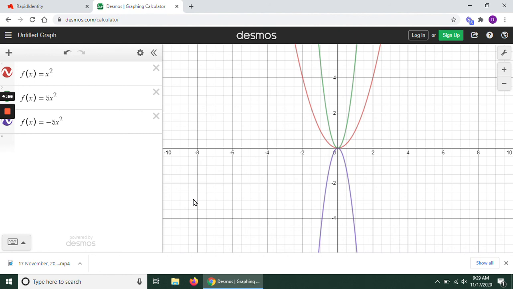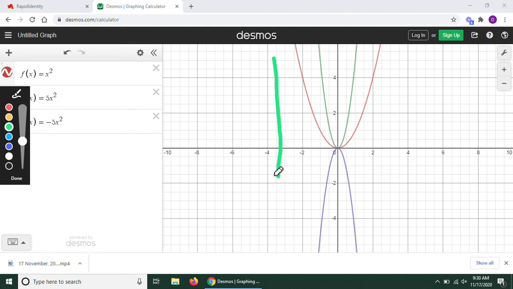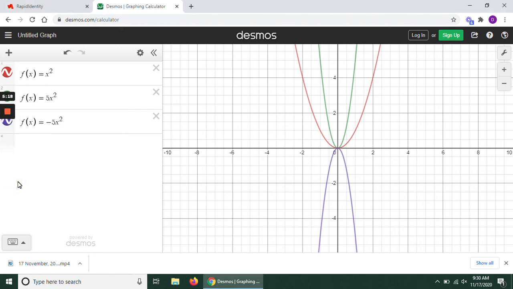Now the reflection is a vertical reflection. Yes, it took place in a vertical direction, this direction, right? And as I said, the reason for that is the negative sign was applied to the outside of our original function. All right. This is our original function, and the negative sign was applied to the outside of that function. Okay.